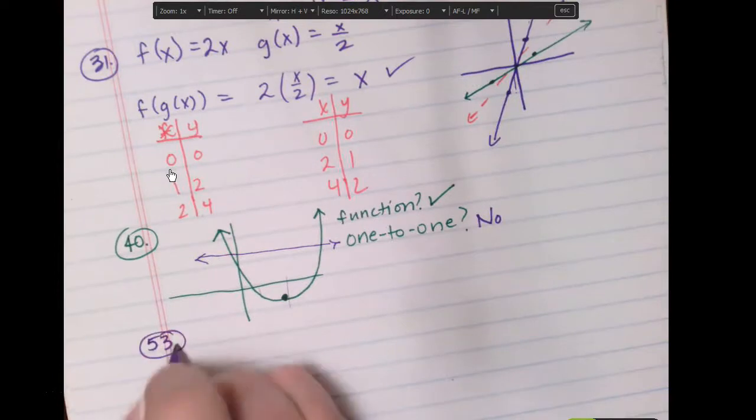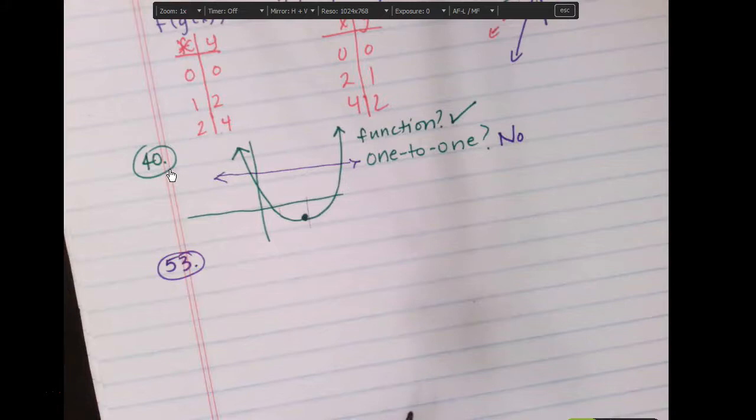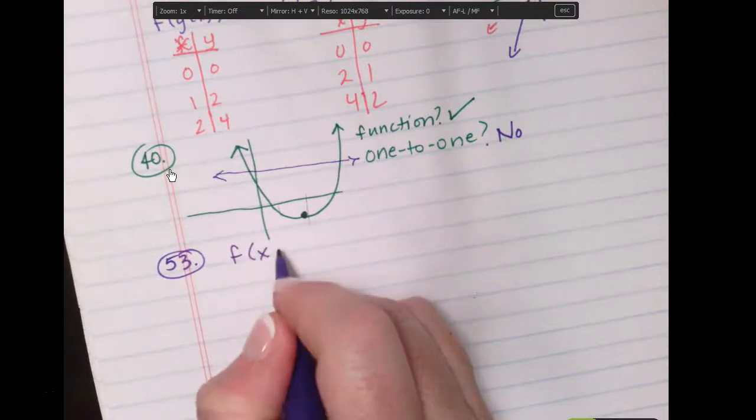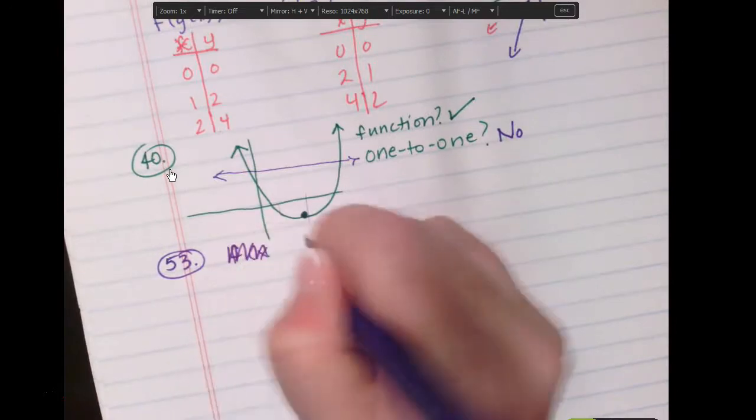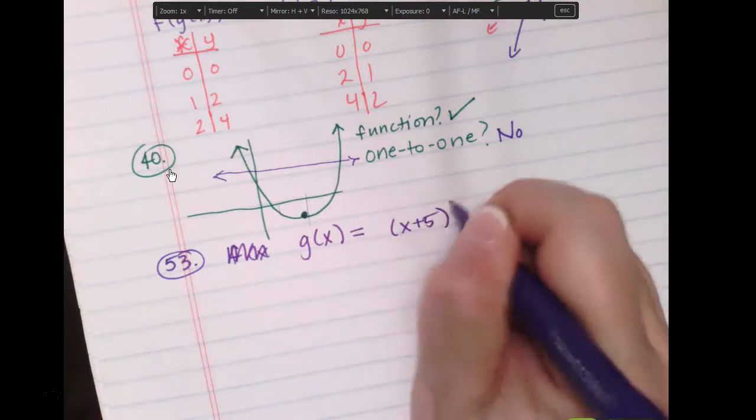Number 53. Use a graphing utility to graph the function. Use the horizontal line test to determine whether it's one-to-one and thus has an inverse. So in 53, our function g of x is (x plus 5) cubed.